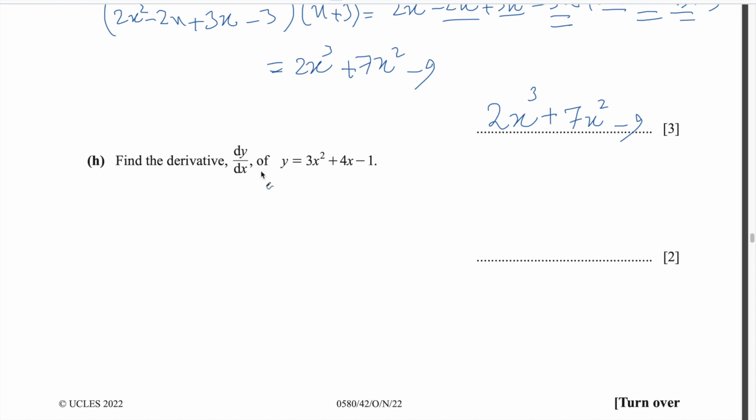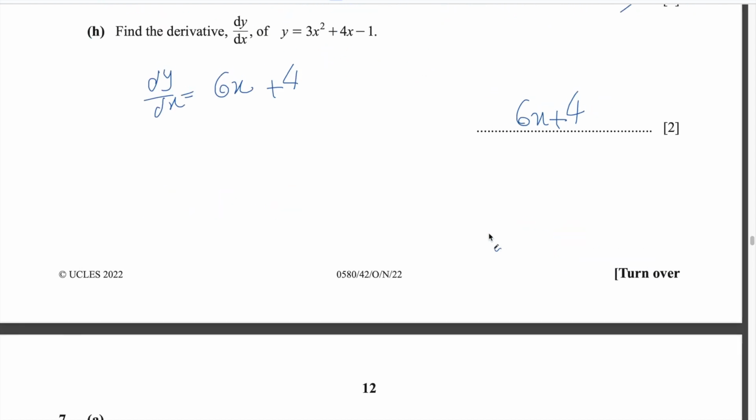It says find the derivative of this function. So it's a simple polynomial, dy/dx or y prime. It is multiplied by power, 1 is deducted from the power. It will become 6x. Plus differentiation of kx is k, so it will become 4. Differentiation of a constant term is 0, so it will become 6x plus 4 as the final answer for question 6.